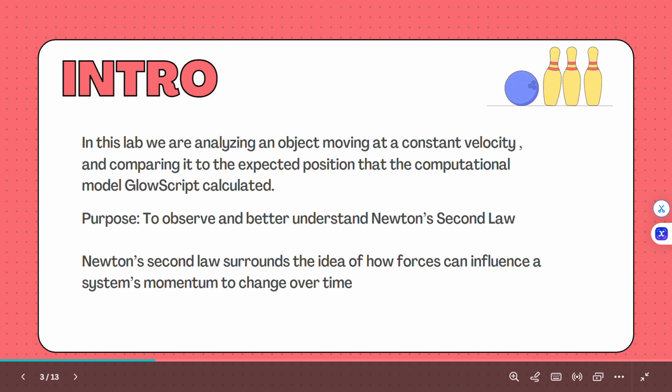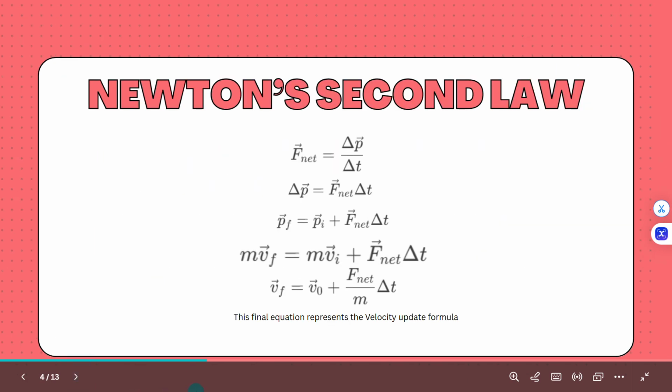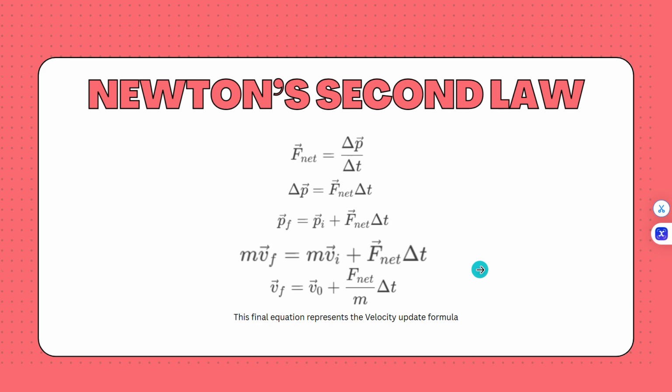What is Newton's second law? Newton's second law surrounds the idea of how forces can influence a system's momentum to change over time. And there are different equations for that. There's one equation for it, but there's different parts to it. And right here we see the velocity being impacted and being noted. In the final equation, you see that this represents the velocity update formula, which is a part of Newton's second law. We look at the initial velocity and the final velocity that is shown over here, and this is all laid out row by row.